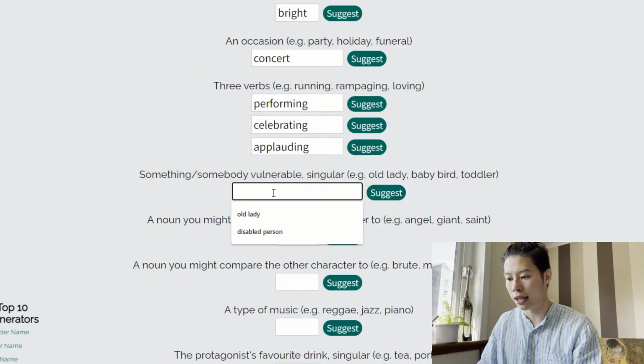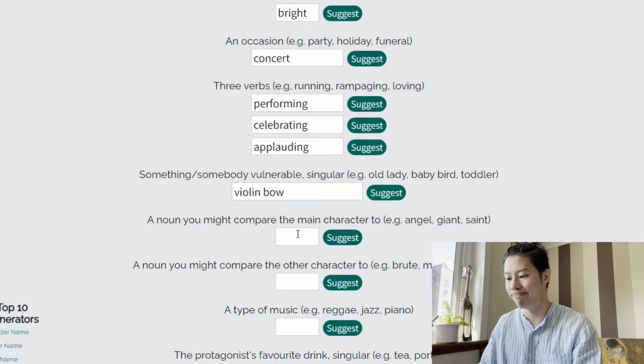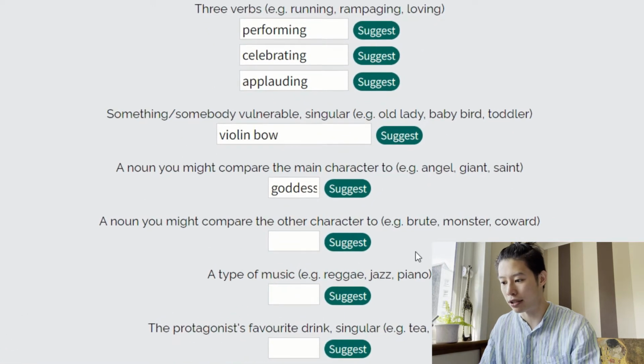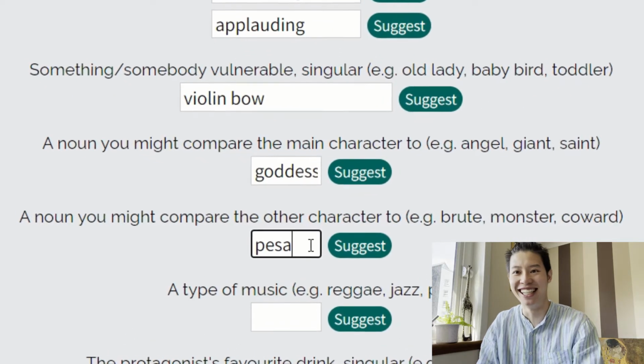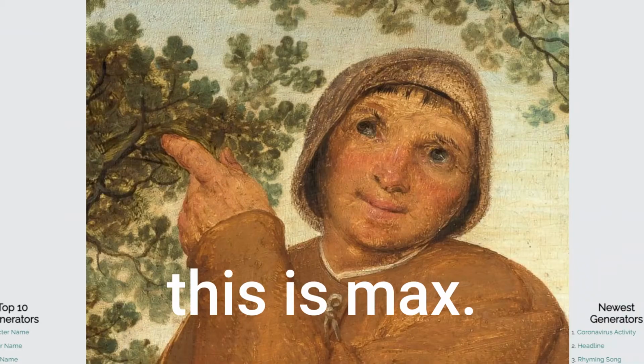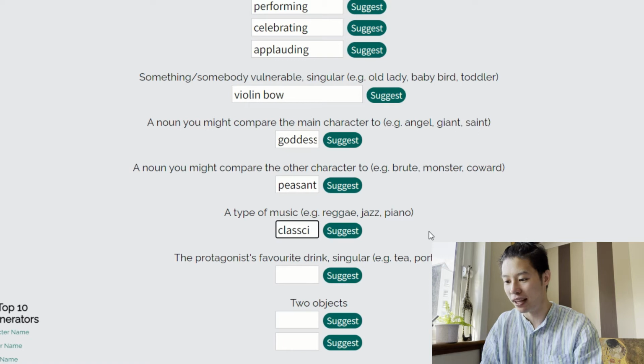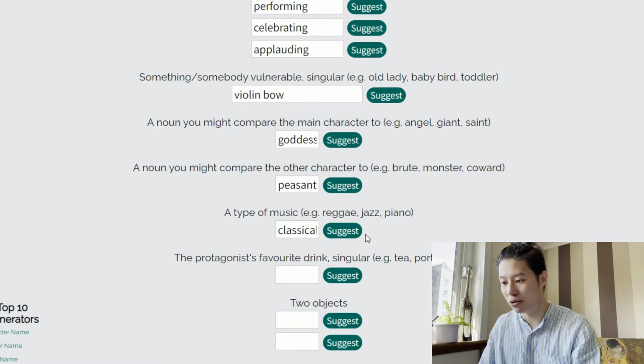Let's say something that's vulnerable, singular, definitely a violin. Bow. A violin bow, okay? And now you might compare the main character to a saint, giant, angel. Let's say she's the goddess, okay? And now you might compare the other character to... She's a peasant. Oh, a type of music. This is definitely classical. Oh, I have problem spelling. Classical.